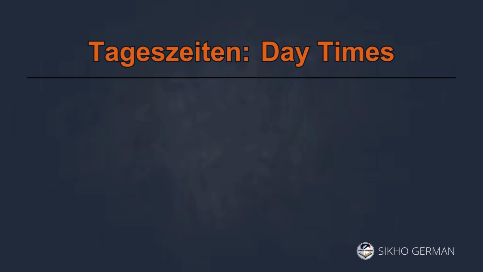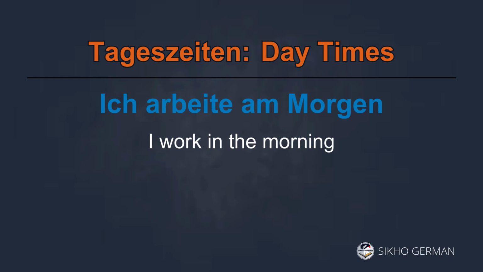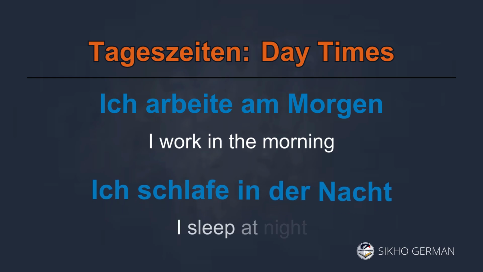Now let's see these words in real sentences. We say, Ich arbeite am Morgen, which means I work in the morning, and Ich schlafe in der Nacht, which means I sleep at night. Notice, we use am for in the morning and in der for in the night. These are the correct prepositions to use with each phrase.